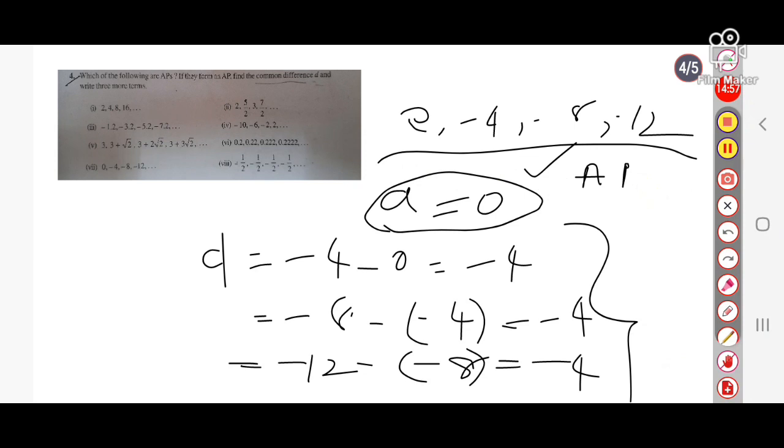Yes. Similarly, the eighth subdivision. If they form an AP, you need to find the next three terms, right? Minus 12, then minus 16, minus 20, minus 24. They asked us to find the next three terms if they form an AP. So minus 16, minus 20, and minus 24 are the next three terms, because the given sequence forms an AP.